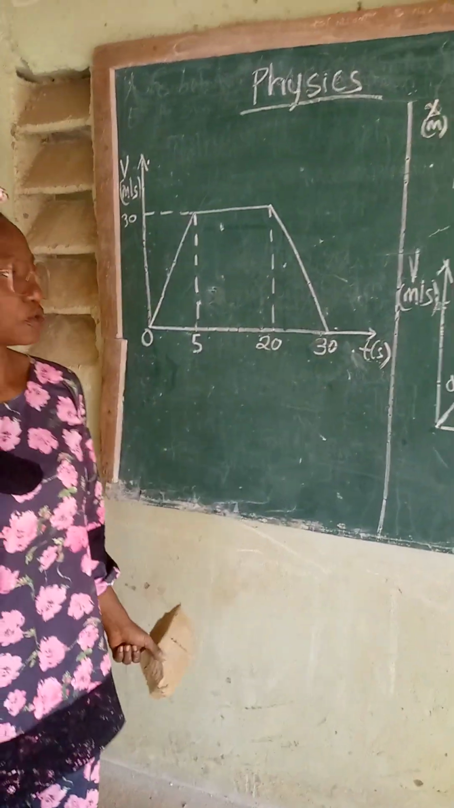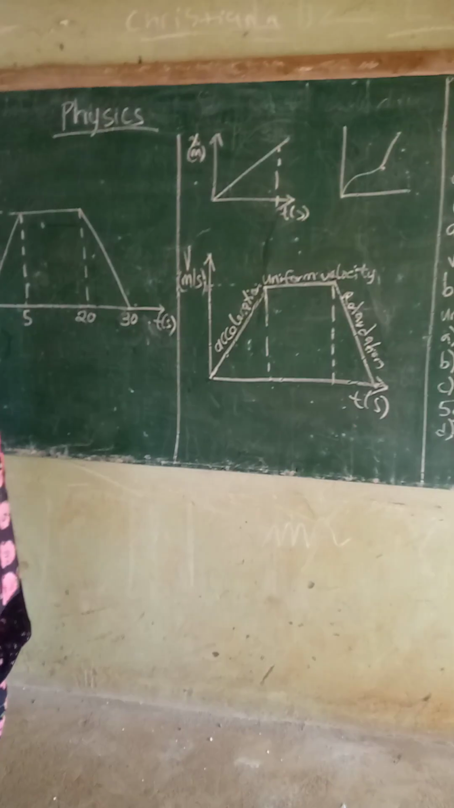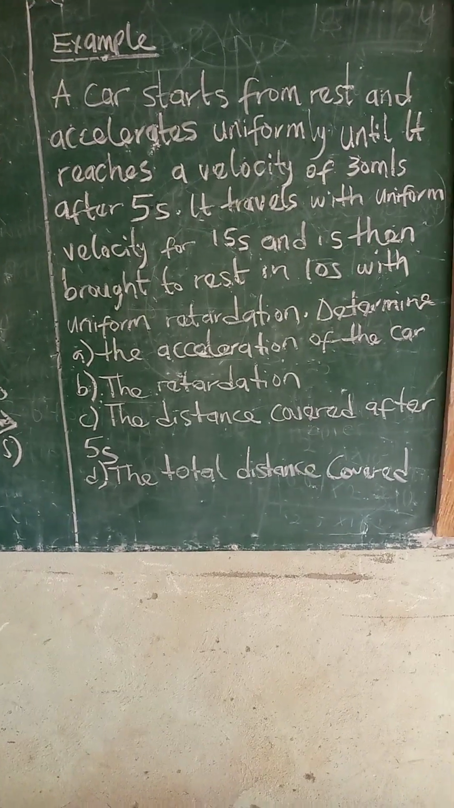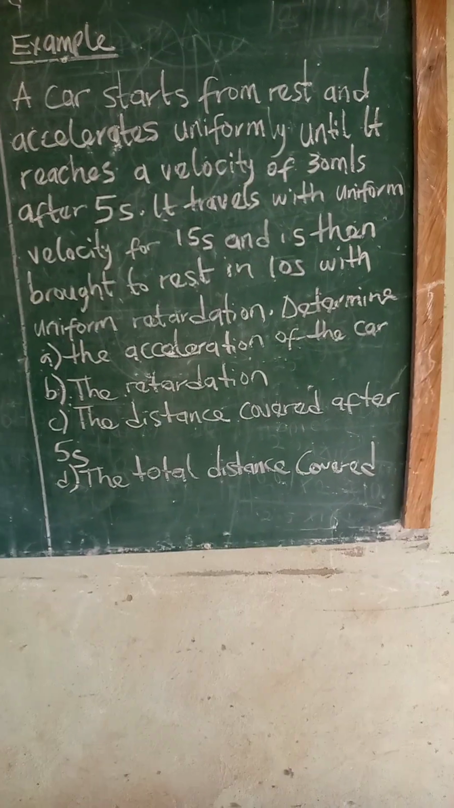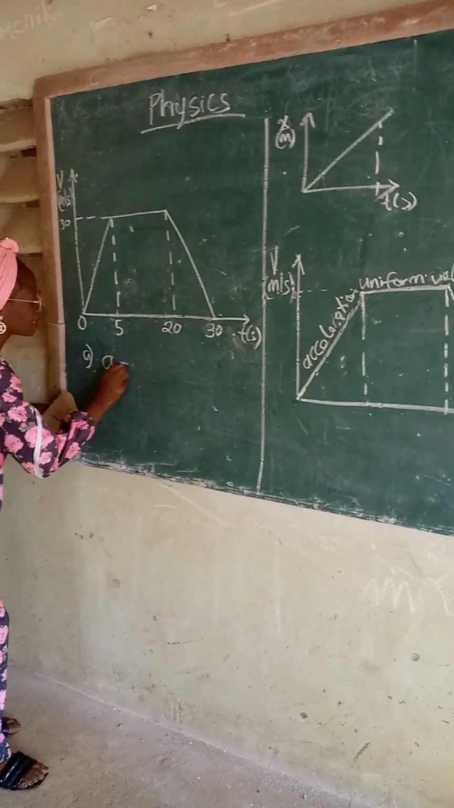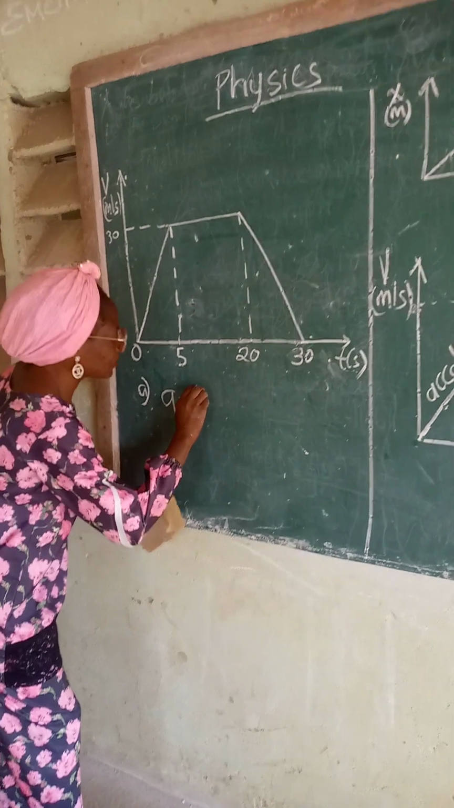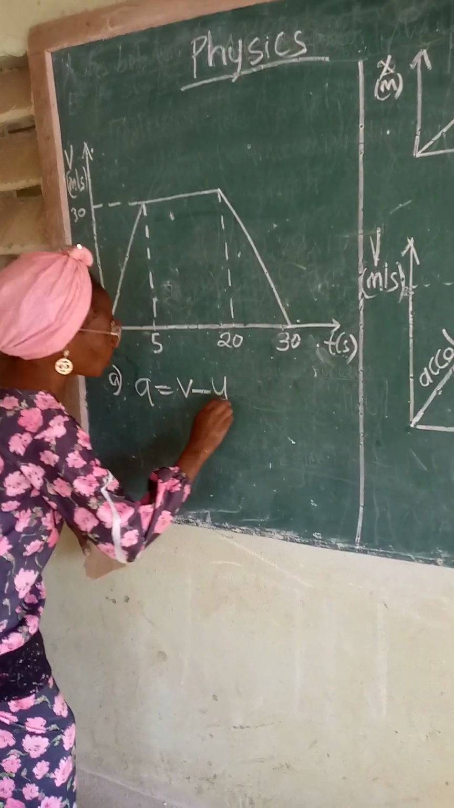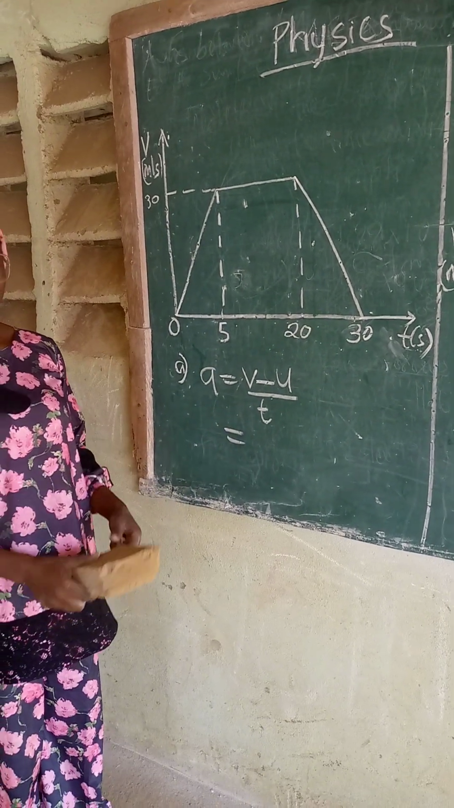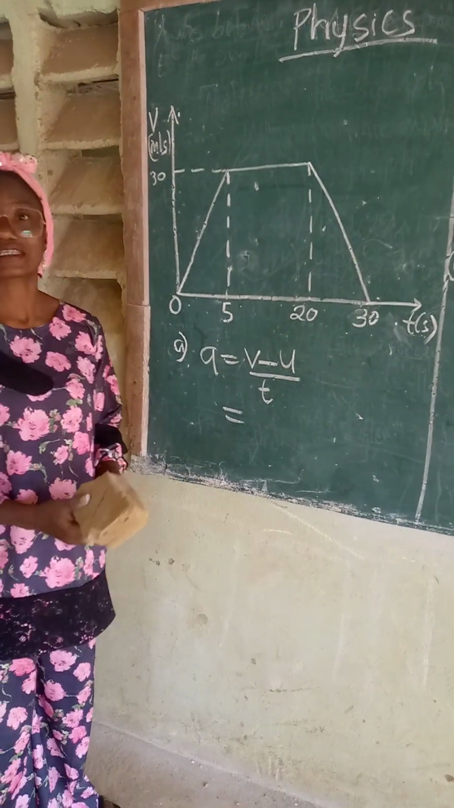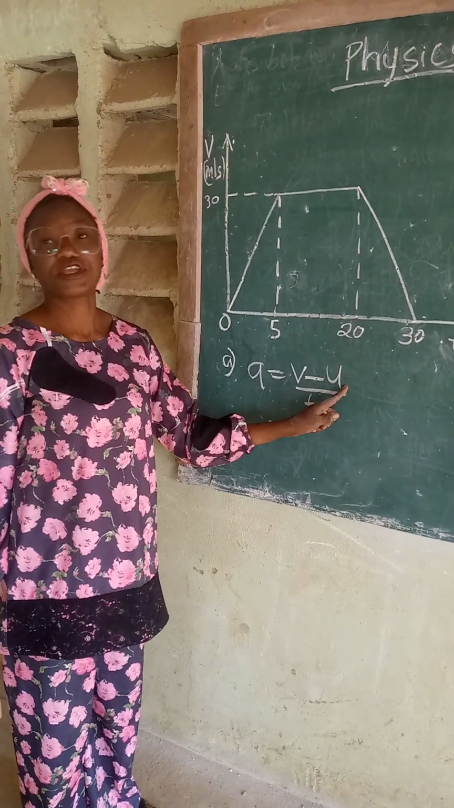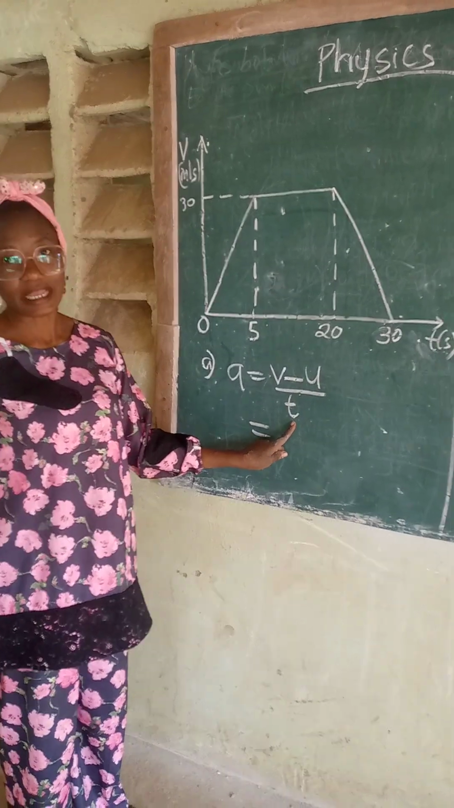So now let's go to the question. The question says, determine the acceleration of the car. The A part says we should find the acceleration of the car. And what is the formula? Acceleration is simply increase in velocity per time. So we have V minus U all over T. Of course, by now we know what all these letters are representing. A for acceleration, V for final velocity, U for initial velocity, and T is for time.